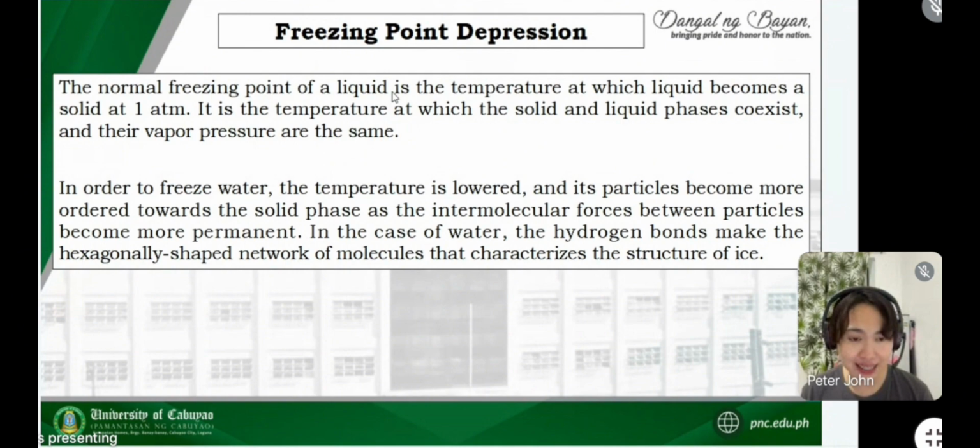So, in this case, the normal freezing point of a liquid is the temperature at which the liquid becomes a solid at 1 atm. So, ito na yung standard natin lagi na pressure. It is the temperature at which the solid and liquid phases coexist under the same vapor pressure. In order to freeze water, the temperature is lowered. So, totoo nga naman. In order to freeze, pag nalagay natin yung tubig, ilalagay muna natin siya, kailangan natin pababaan yung temperature. And its particles become more ordered towards a solid phase and the intermolecular forces become permanent.